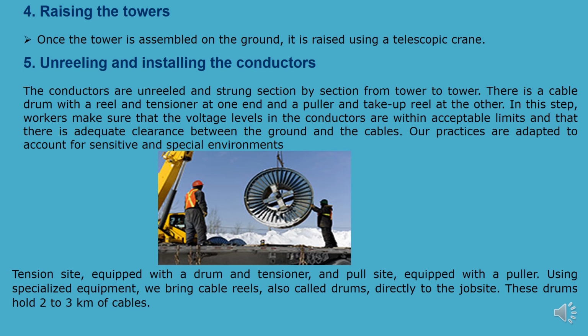So once the tower is fixed, then we have to unreel and install the conductors. Means you have to give the lines, right? So the wires you have to install from one point to another point, or from one line to another line, right? The wires may be in drums or in wound types. You can see in the images how the drums are lifted and how they are distributed from one point to another point. That is unreeling and installing the conductors, right?